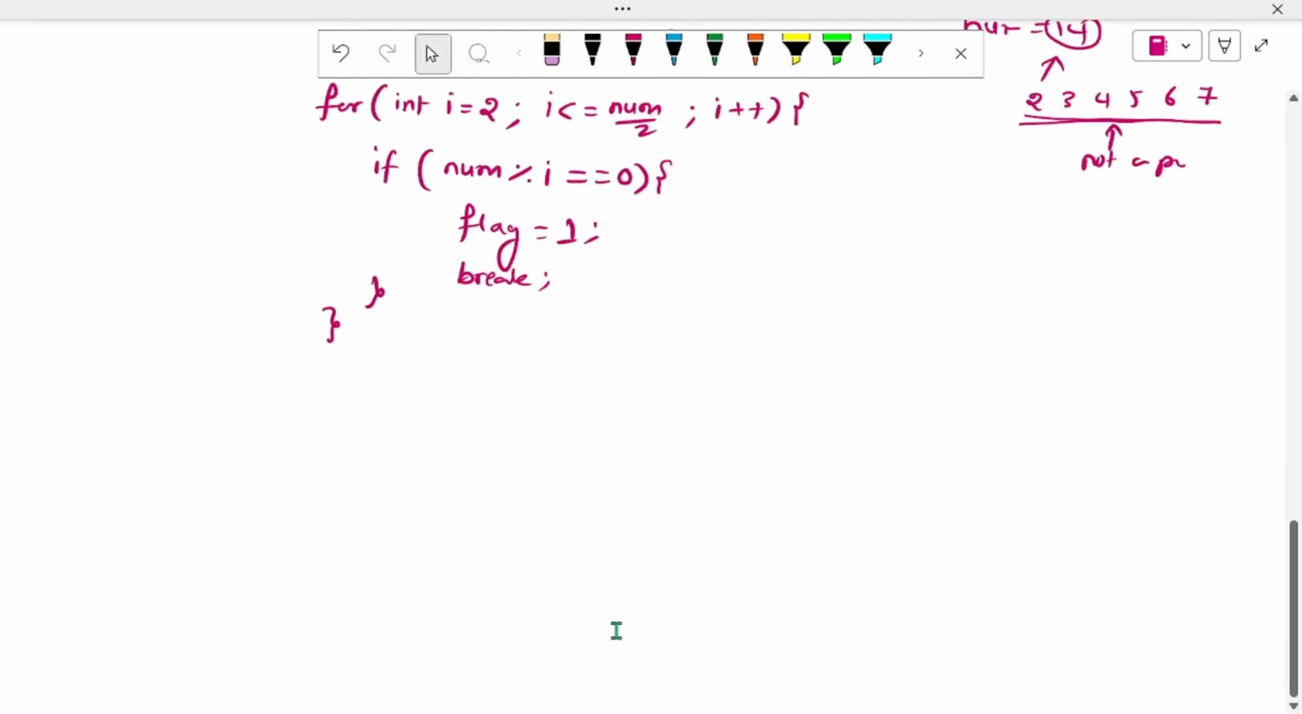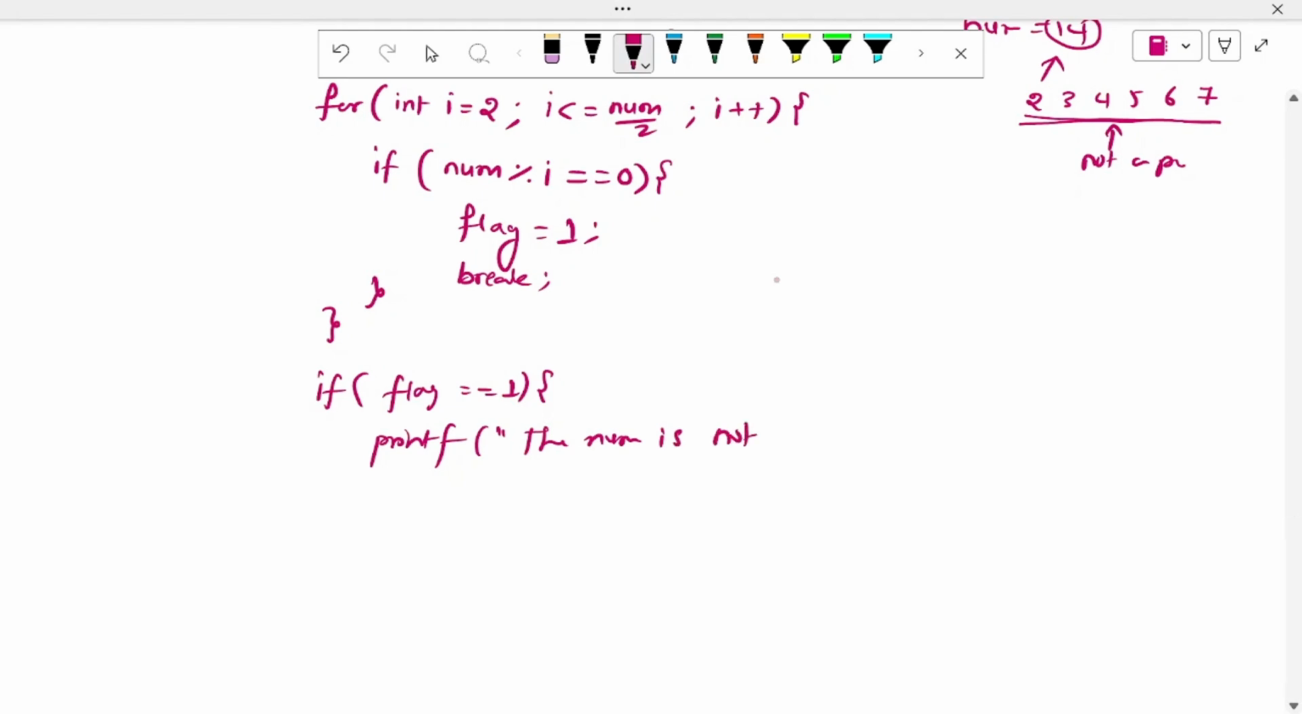Now see, after this I'll put a condition: if flag is equal to 1, that is, if the value of the flag is 1, then printf "the number is not prime". You saw, if the number is divisible by any of the other numbers like 2, 3, 4, 5, 6, 7, then it is not a prime number.